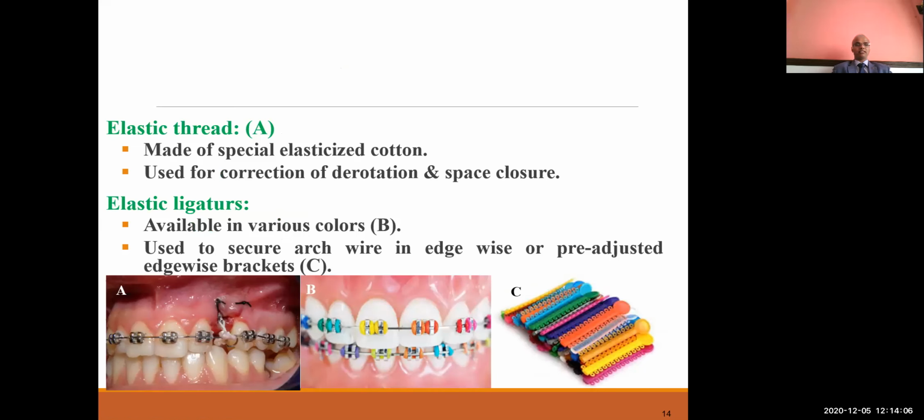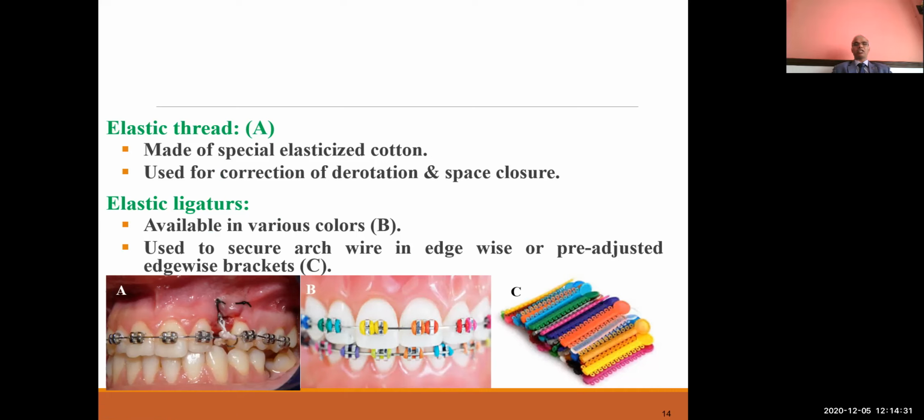Then elastic threads, made up of special elastic cotton. These are used for derotation and space closure, and also for traction of an impacted tooth, like here. Next, elastic ligatures, they are available in various colors.